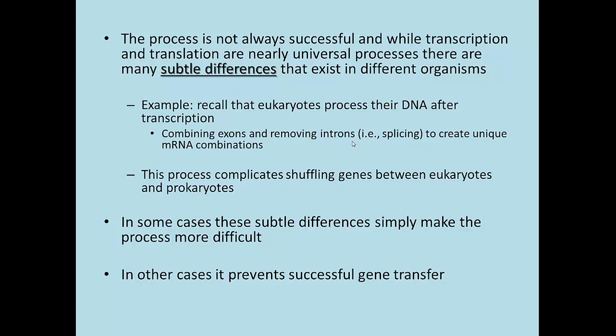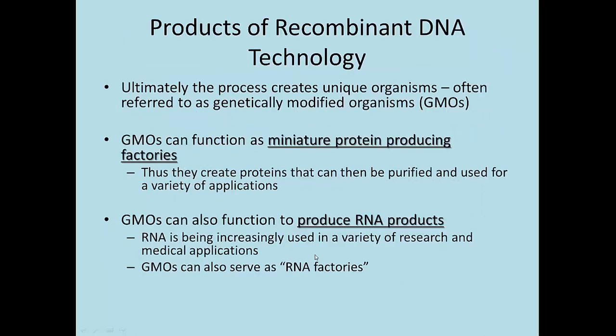It's an extra set of steps. So that's an example where it's not identical, and it makes the process harder, and so they have to figure out a way to manage those differences. Okay, but ultimately the language is universal. So when you're looking at how recombinant DNA technology is often applied, it is in reference to the creation of a genetically modified organism, a GMO.